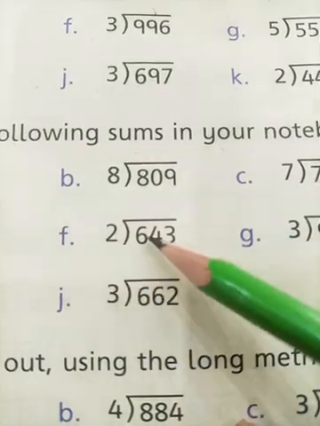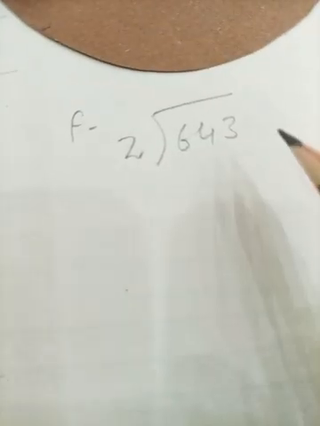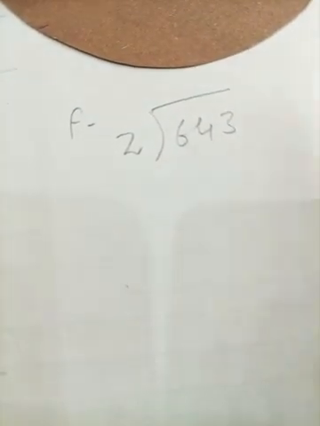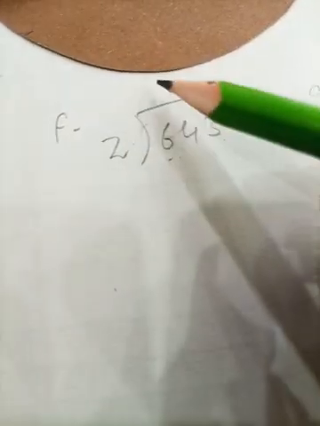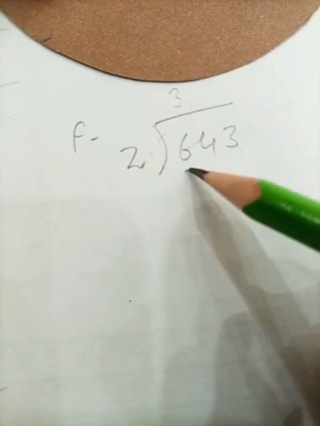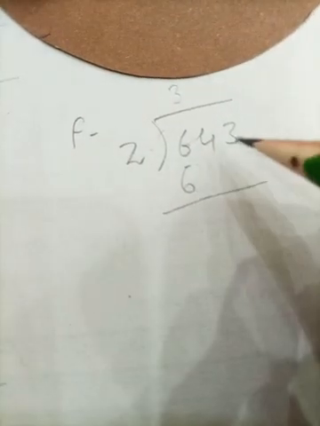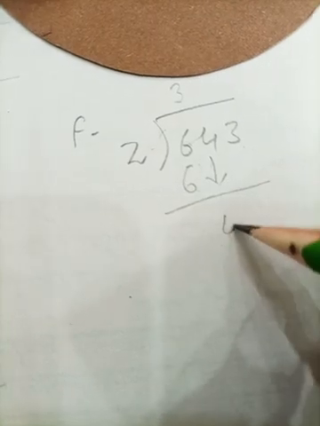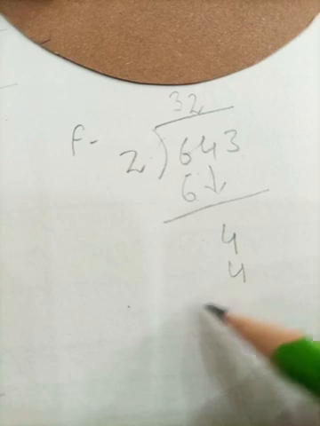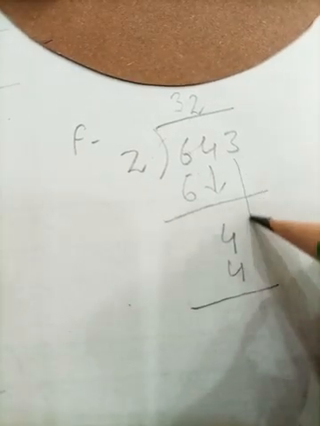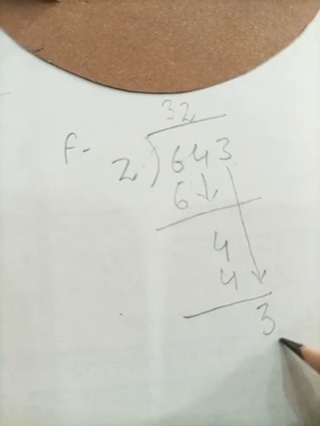Here is part F. 643 divided by the 2. Look at this students, 643 is being divided by the 2. So students, firstly we will take our first digit. 2 threes are 6. Okay. Next step is subtraction. 6 minus 6 is 0. So I will take the 4 down here. 2 twos are 4. Here is my number 4. Next I am taking my 1s down here.